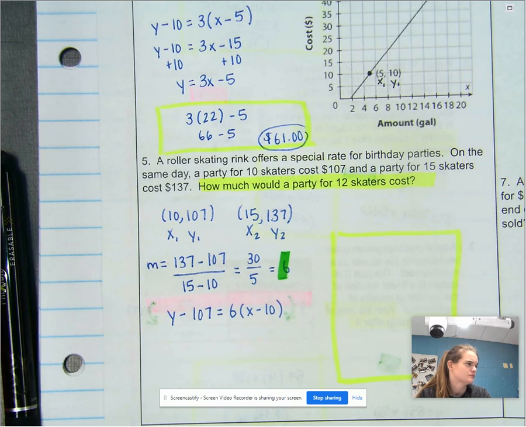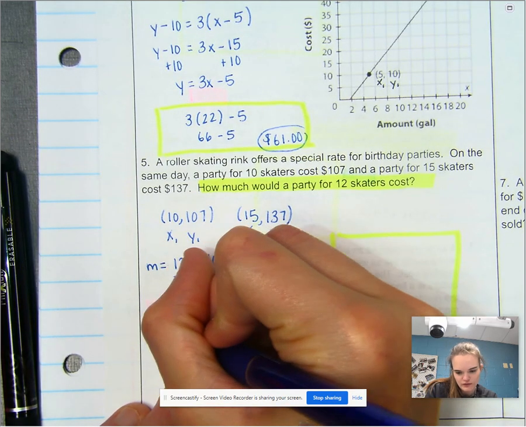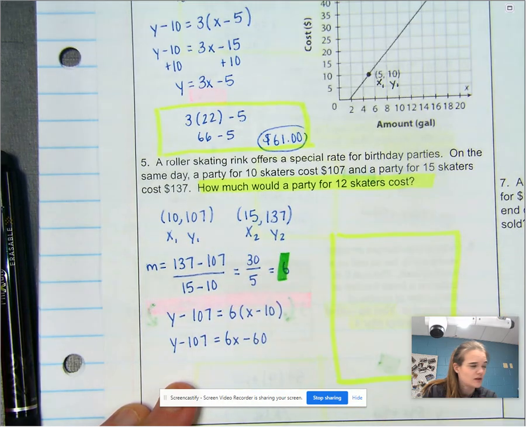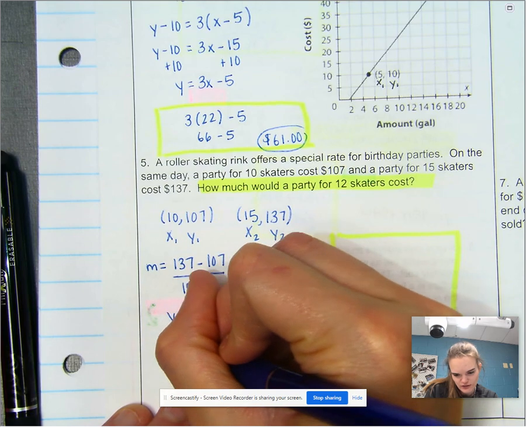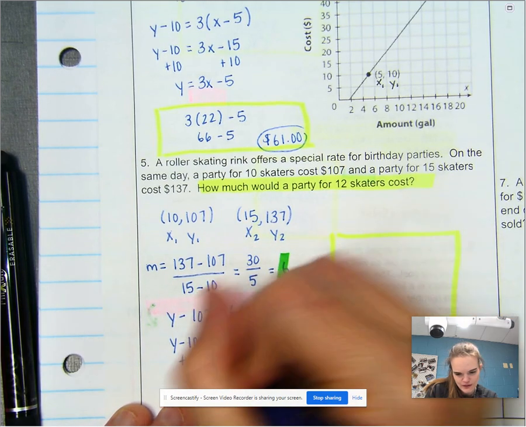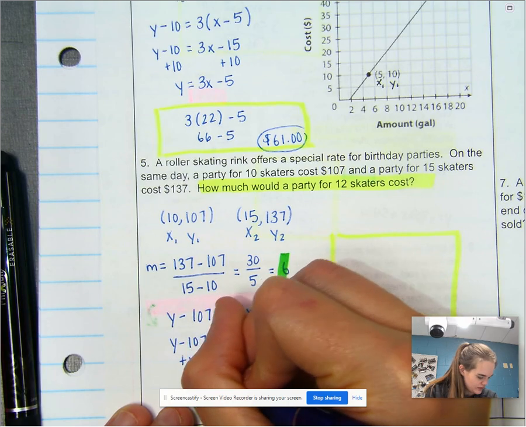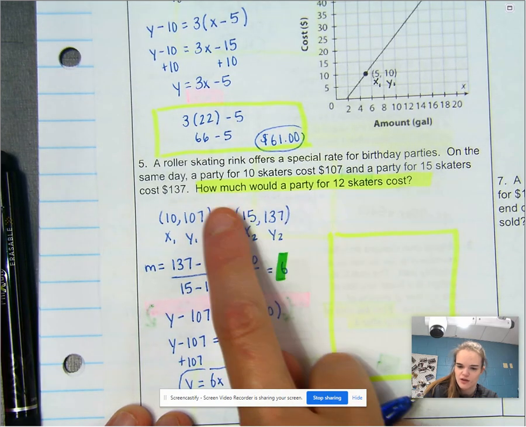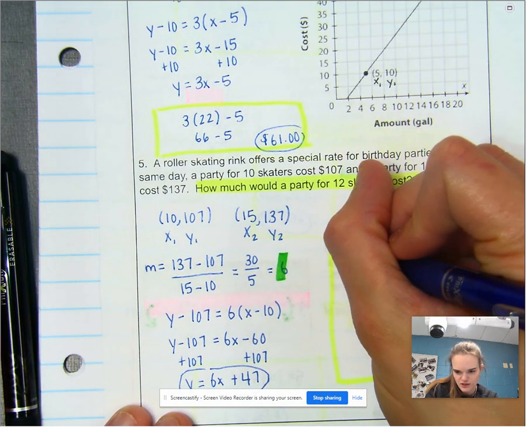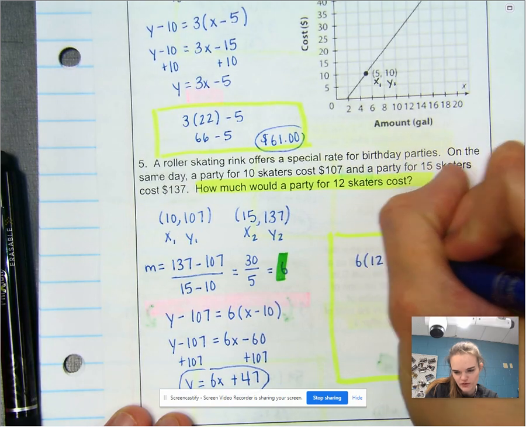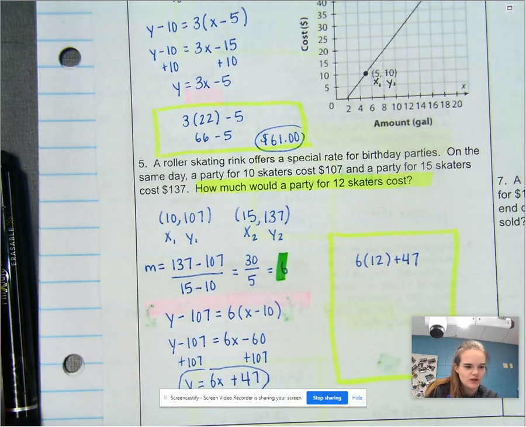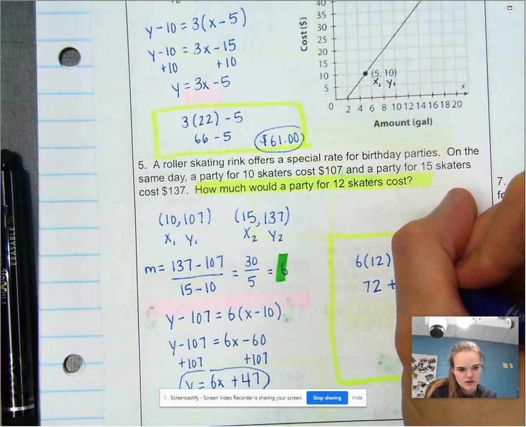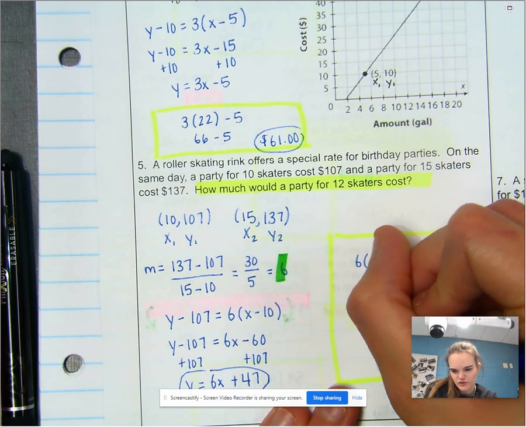Then we'll distribute. y minus 107 equals 6x minus 60. Add 107. y equals 6x plus 47. There's our equation. Now we need to solve this. How much would a party for 12 skaters cost? 6 times 12 plus 47. 6 times 12 is 72 plus 47 is $119.